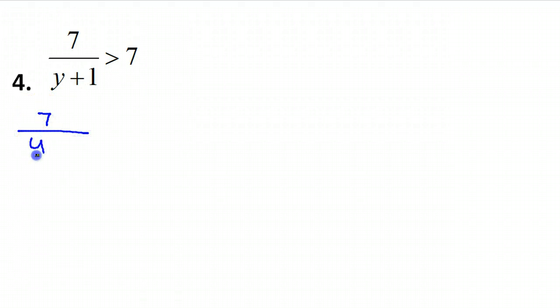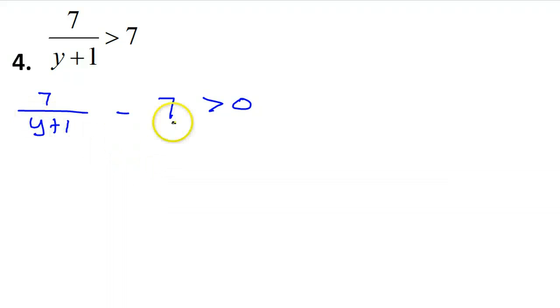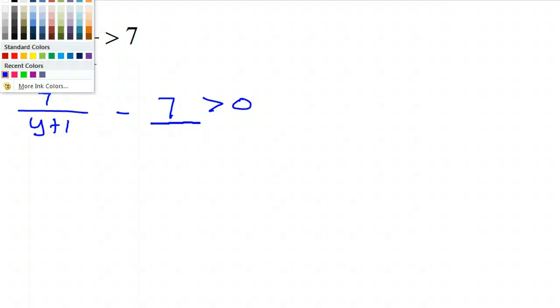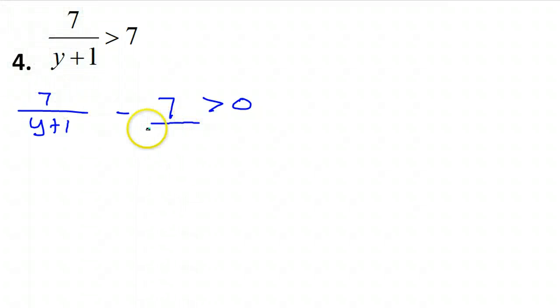7 over y plus 1 minus 7 is greater than 0. Alright, I just subtracted 7 from both sides. Now, I need to combine these into one fraction. So in order to subtract with fractions, you need like denominators. And you'll notice the left side has a y plus 1, and this 7 over here doesn't have anything. So I'm going to give it a y plus 1. Now I'm only allowed to do that if I do the same thing in the numerator.